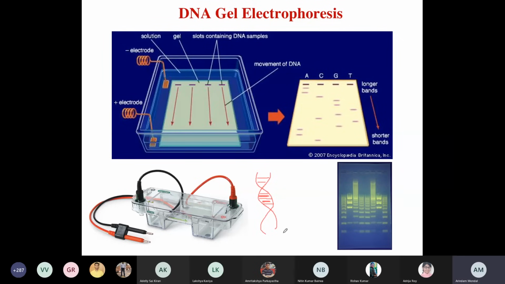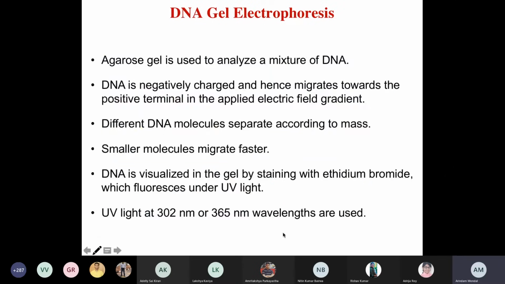So in that way, using DNA gel electrophoresis, you can separate different DNA molecules from each other based upon their size, their molecular weight, and at the same time, by staining them with ethidium bromide, you should be able to visualize them under the UV light. Okay, so everything is written over here.